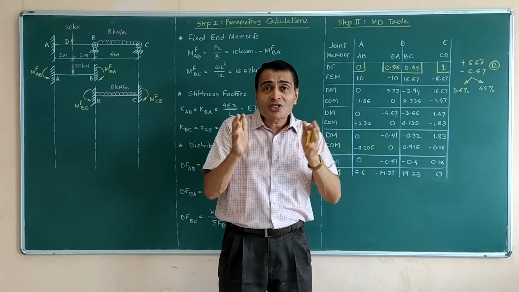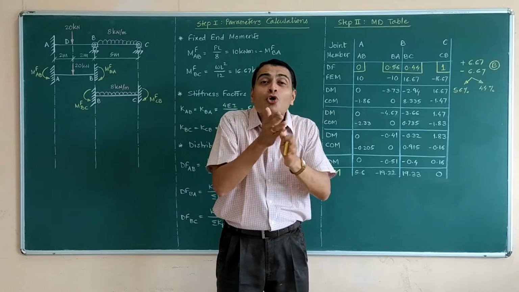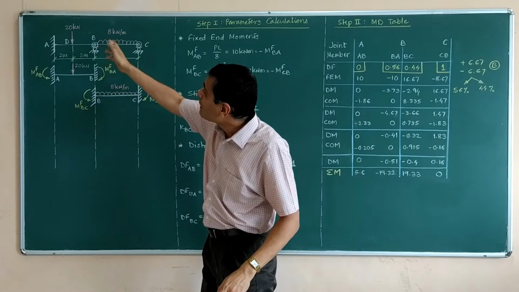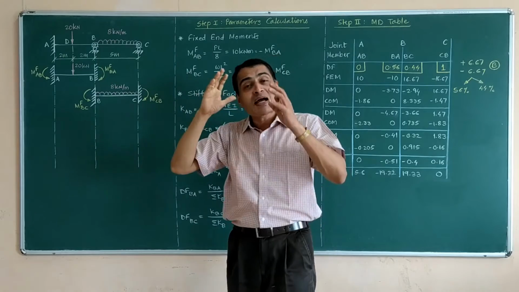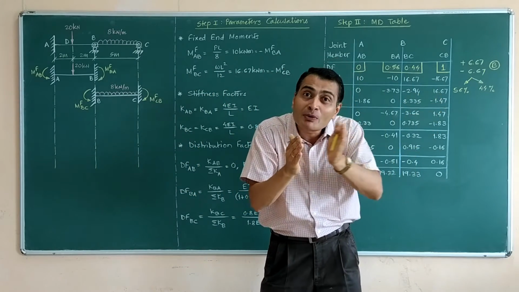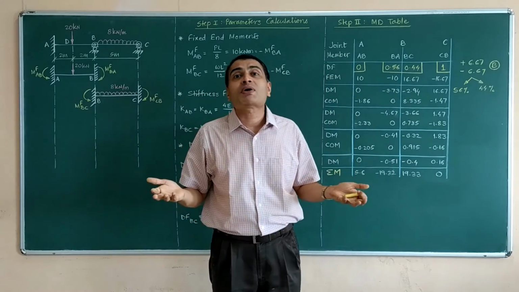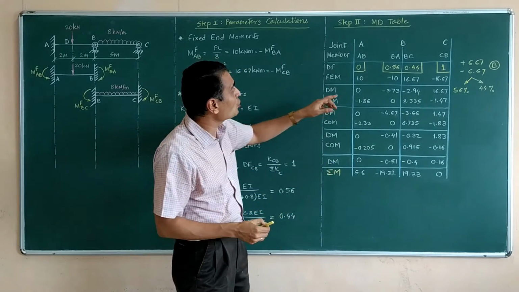Great. Moments have got distributed. What will happen to them? They will be carried over to the other ends. Whatever I apply at B, partly it will go to A, partly it will go to C. Whatever I apply at C, partly it will come to B. Whatever I apply at A, partly it will come to B. That is carried over moments. And we know the carryover factor is 1/2. So that is what my next step is showing.